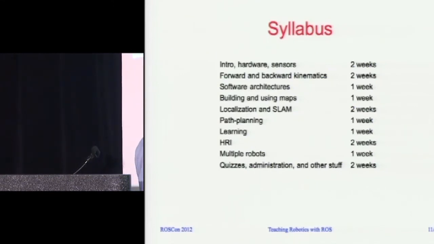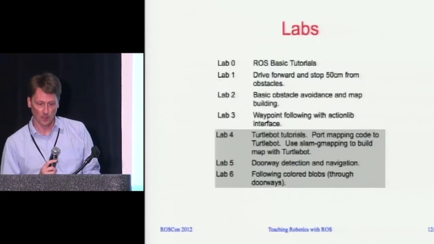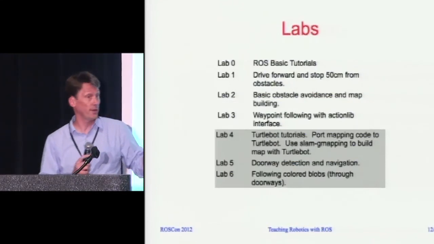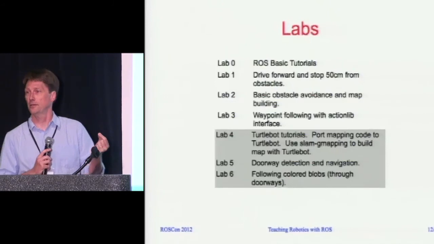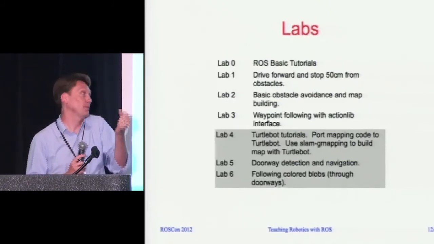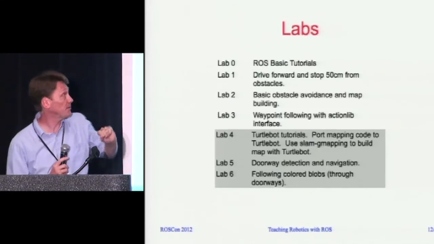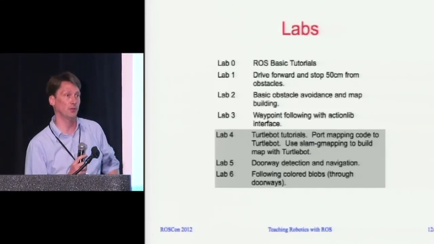You'll notice that it's full of stuff. It's about 15 weeks, I think. It's up to 15 weeks. And we cover most of the basic stuff. The labs from this last iteration were like this. Lab 0 was the awesome ROS tutorials from the wiki, which is awesome. The first half is in simulation. The shaded half is actually on the TurtleBot. You'll notice the first lab is really straightforward. In Stage, get a robot to drive forward and stop 50 centimeters away from something.